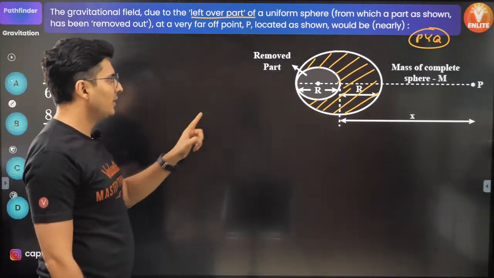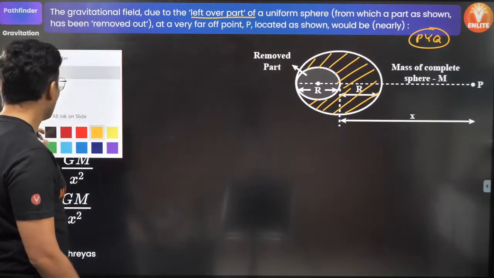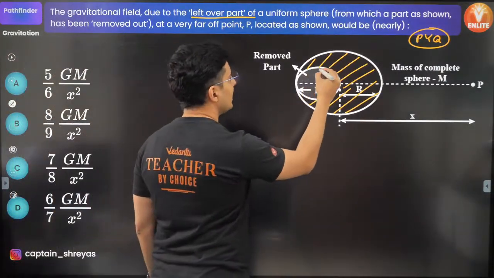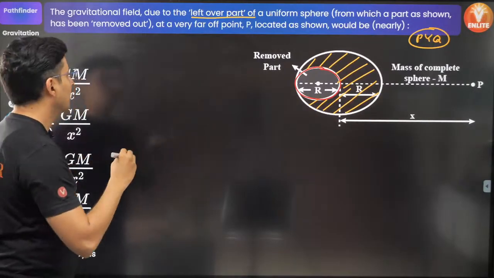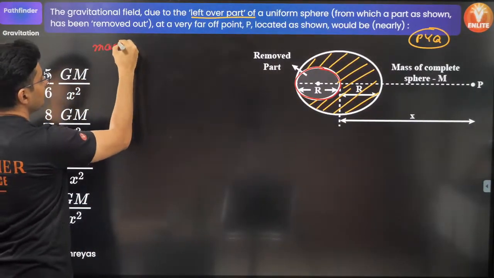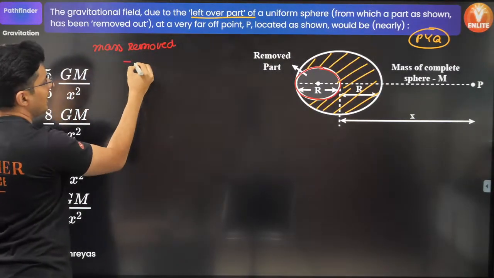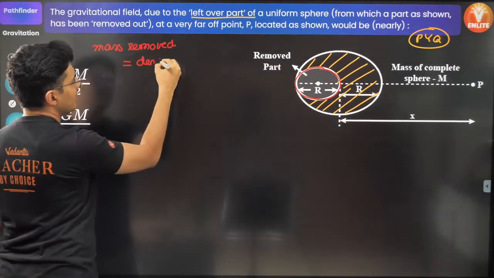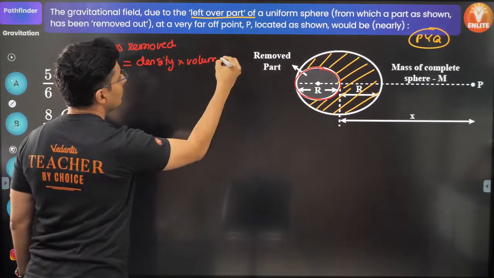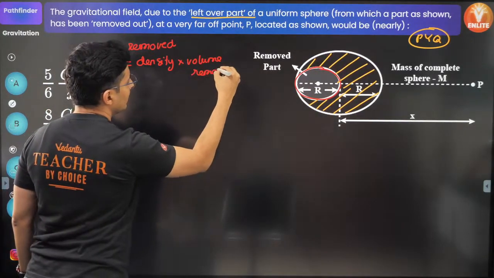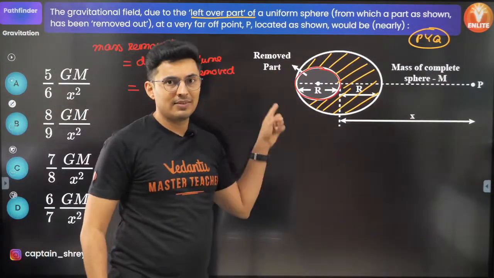I think we should first find how much mass is remaining. For that, I should know how much mass has been removed. So the mass removed can be found by the density into the volume removed. Now what is the density? The density of the sphere.